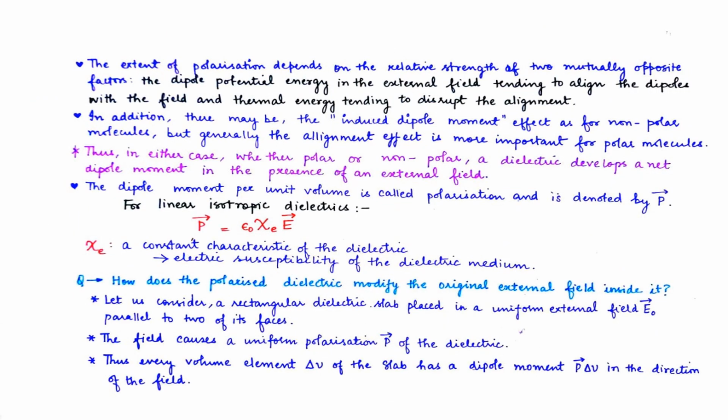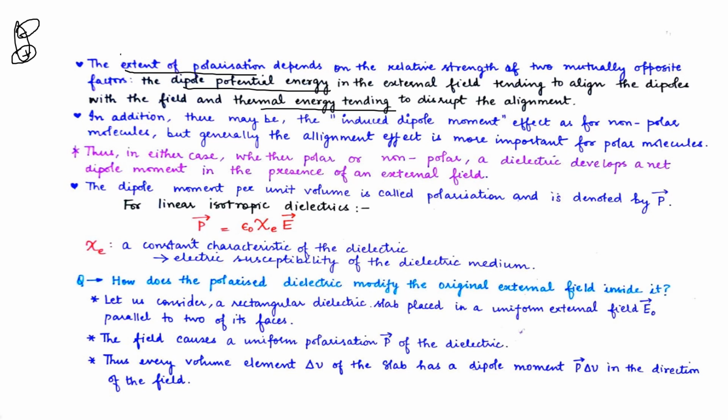The extent of polarization depends upon the relative strength of two mutually opposite factors: the dipole potential energy in the external field, tending to align the dipoles with the field, and thermal energy, tending to disrupt the alignment. Thermal energy is the energy between these two charges, as the attraction of the opposite charges and the repulsion of the same charges.